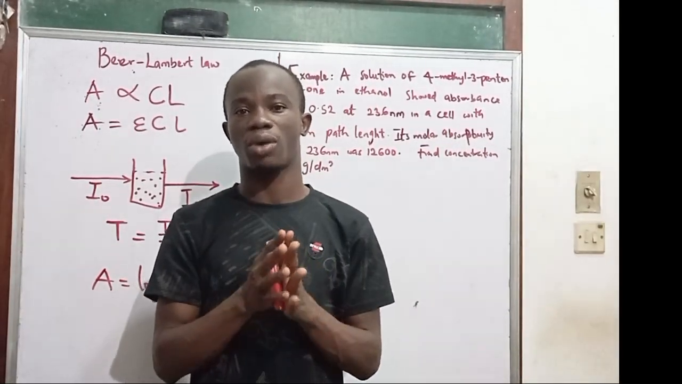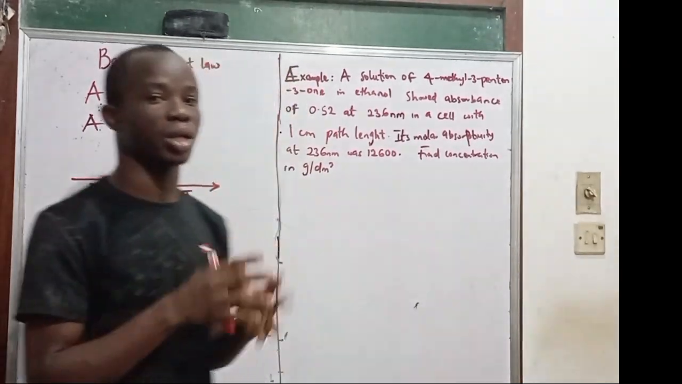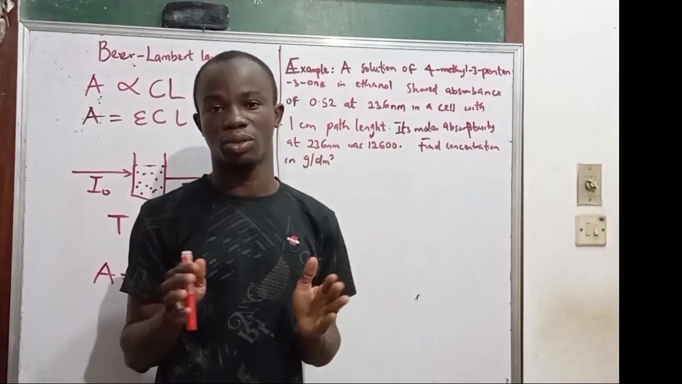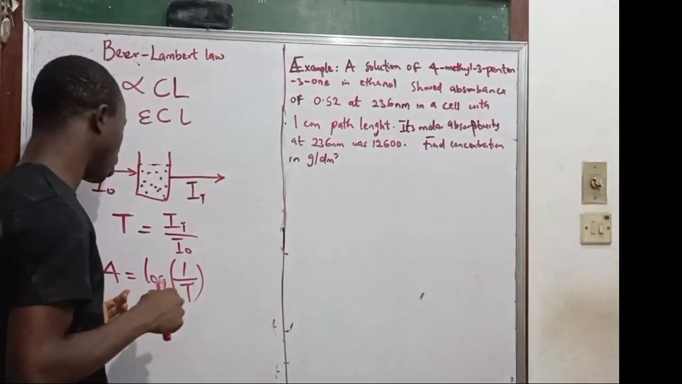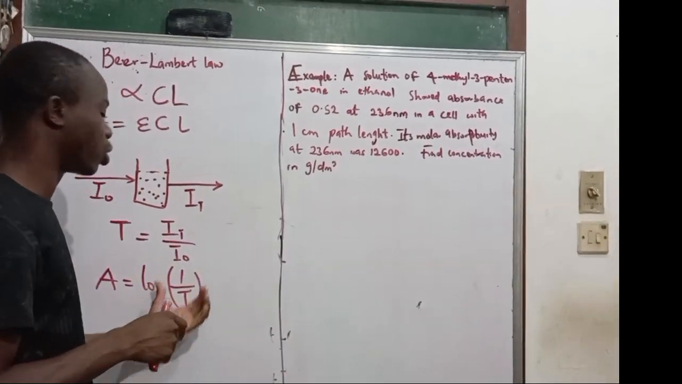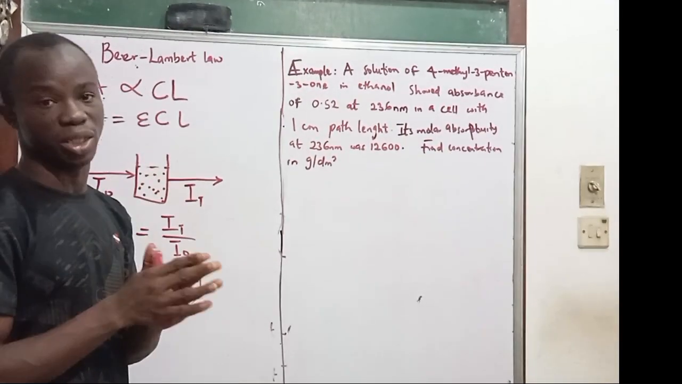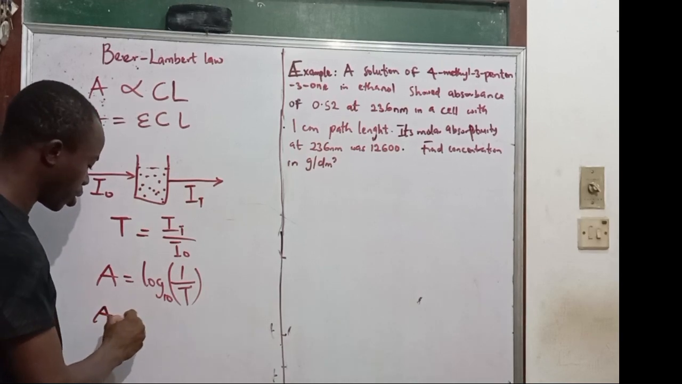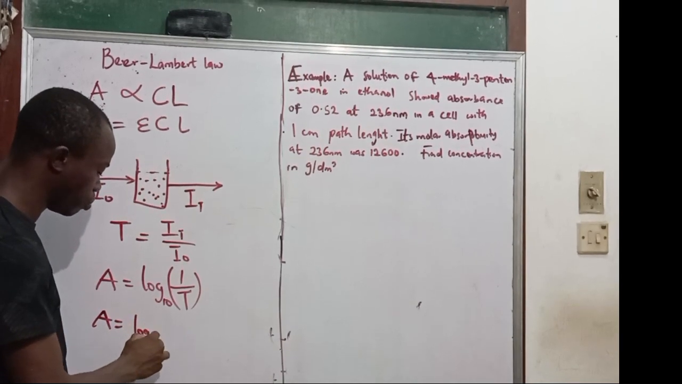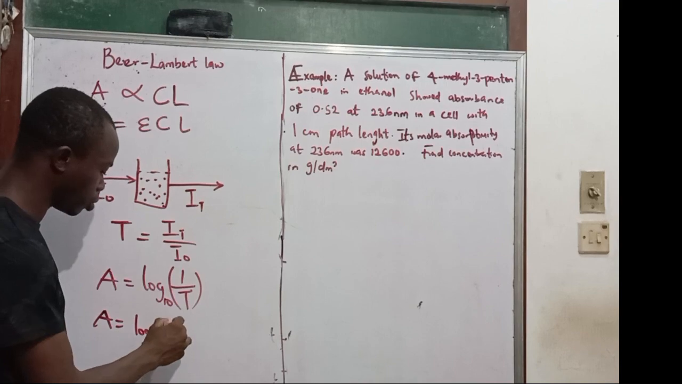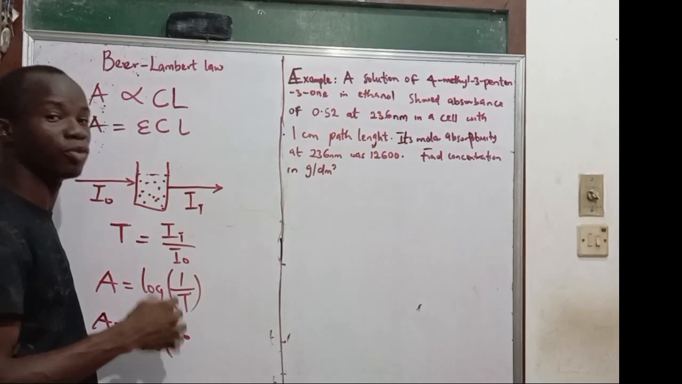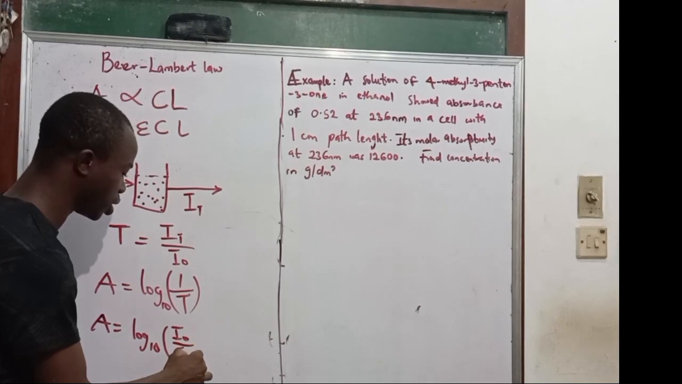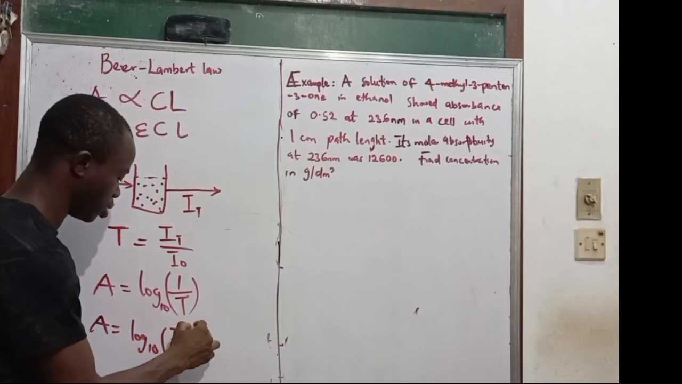The only thing we added is that we are taking the measure in logarithm. So we can simply say that absorbance equals log 1 over transmittance to base 10, which implies that A equals log base 10 of I naught, the intensity of the incident light, over I, the intensity of the transmitted light.